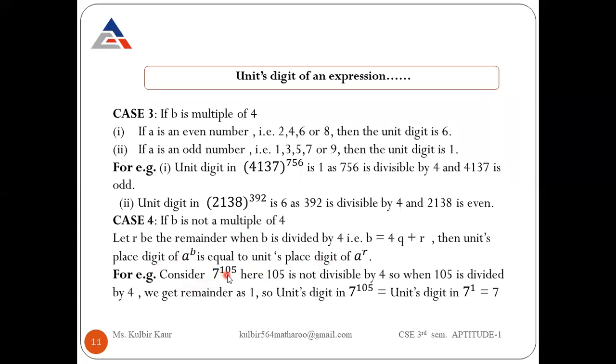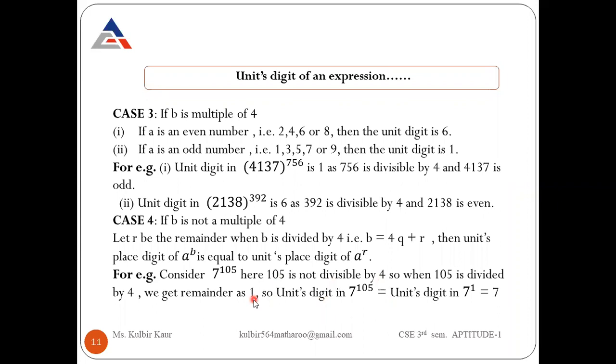Suppose 7 raised to power 105, this is a number. Now power is 105, this is not divisible by 4. When we divide 105 by 4, you will get 1 as a remainder. 4 1 is 4, 4 2 is 8, 4 6 is 24, so 1 will be the remainder. So 105 is a number which is not properly divisible by 4. So this is not a multiple of 4. When we divide this number by 4, you will get a remainder of 1.